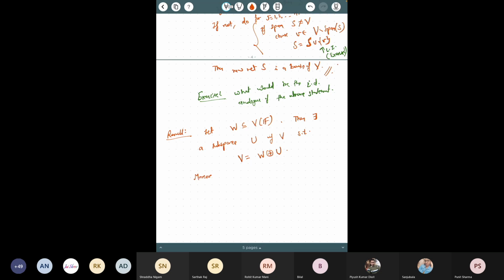Moreover, if dimension of V is finite, so for that I'm using this way of writing: dimension of V less than infinity means it's finite dimensional. If dimension of V is finite, then you can also say that dimension of V is equal to dimension of W plus dimension of U. Now can you tell me how to prove this one? First we have to prove that V is the direct sum of W and U. How to do that?